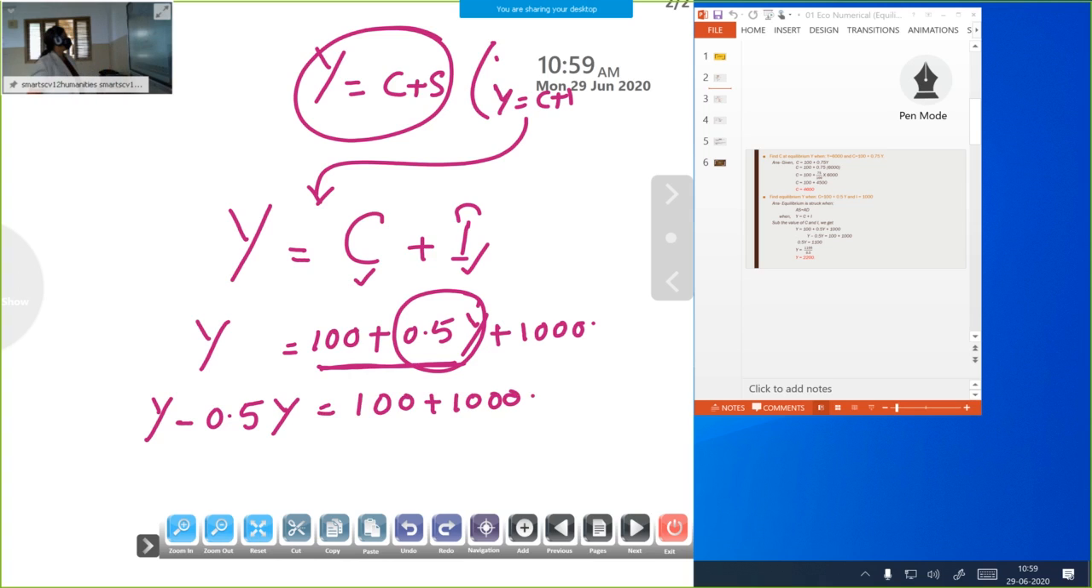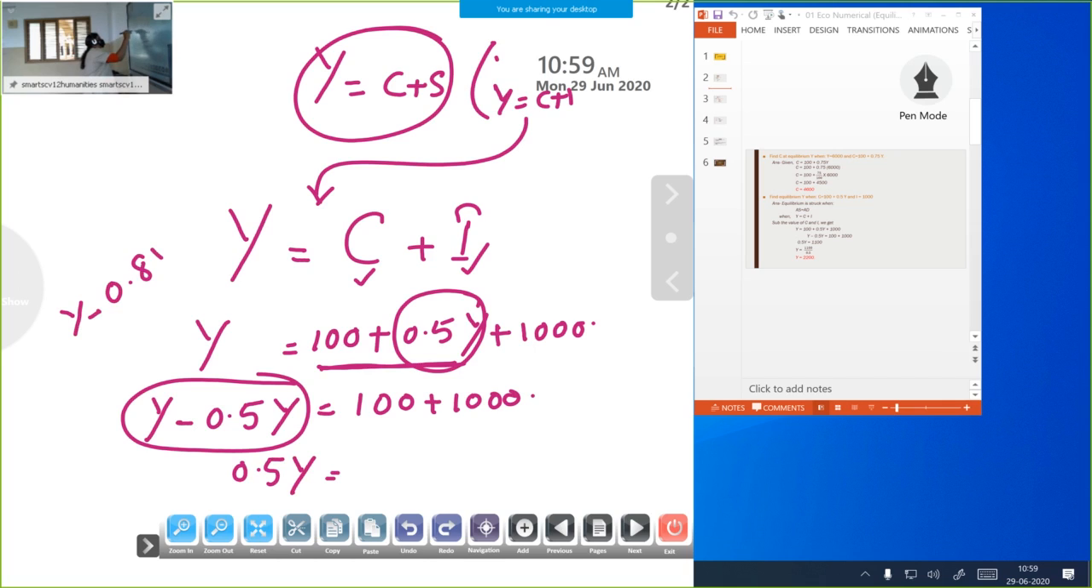Till here, okay? You have to follow me. 1000 plus 100 will give 1100. Then 0.5 Y minus 0.5 Y, what is the answer? Y shows 1, so 1 minus 0.5 Y, that is 0.5 Y. Right? Suppose Y minus 0.8 Y, what is the answer? 1 minus 0.8 Y, like that you have to take. So that is equal to 0.2 Y.